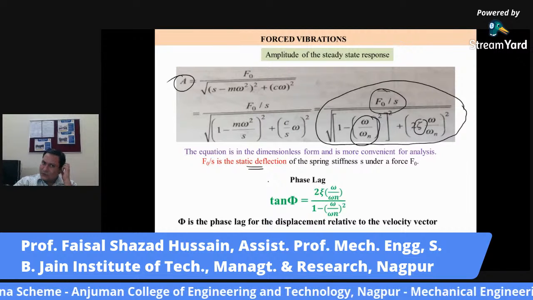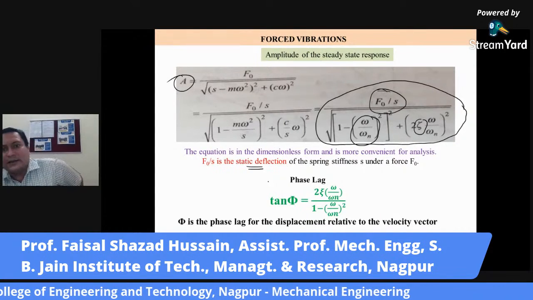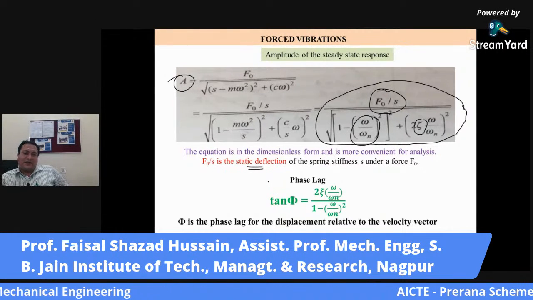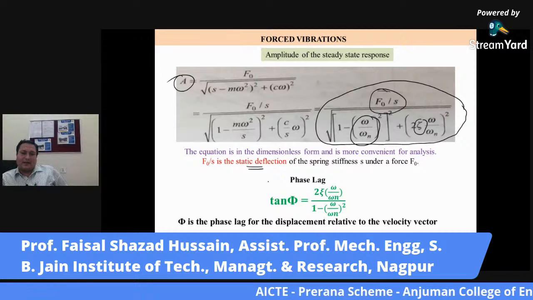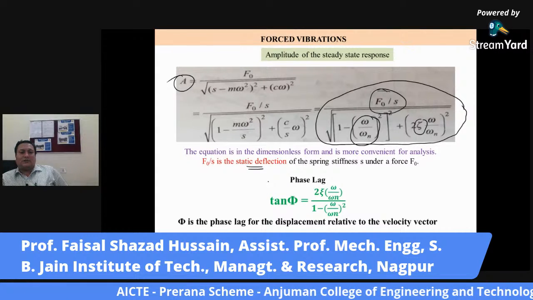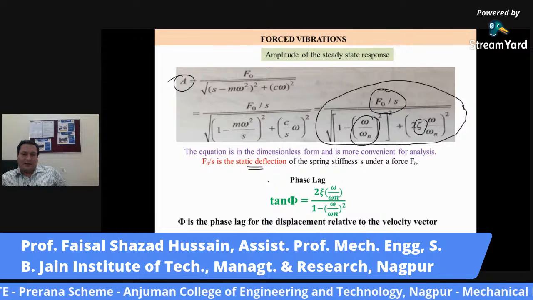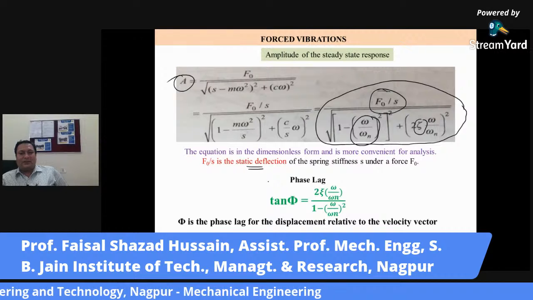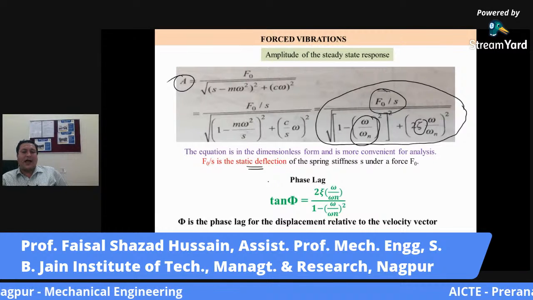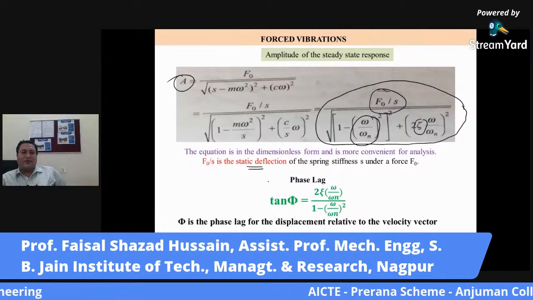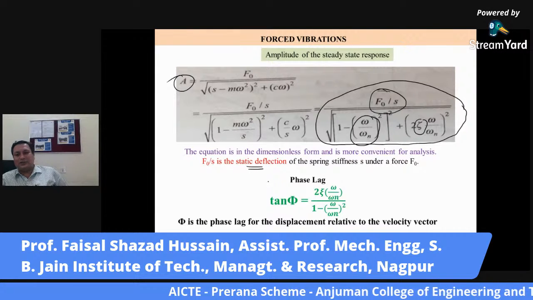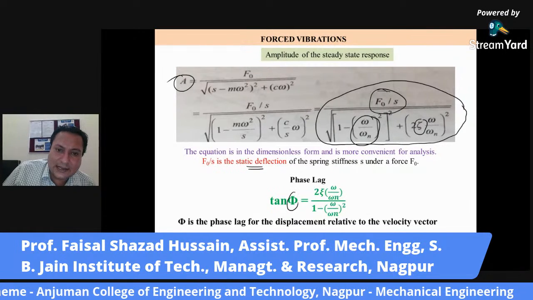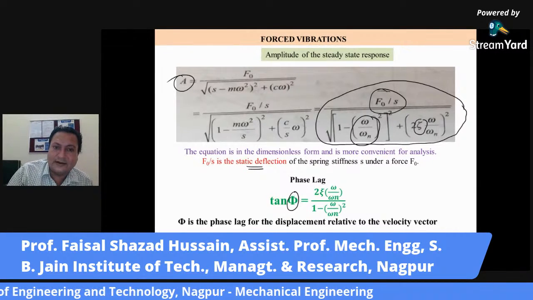Also, in addition to the amplitude of steady state response, there is a phase angle also, and this phase angle or this phase lag is related to the displacement, which is directly related to the velocity vector. And the equation for phase lag is tan phi equal to 2 zeta times frequency ratio upon 1 minus frequency ratio square. Now the phase angle is denoted by phi. It is generally a phase lag.